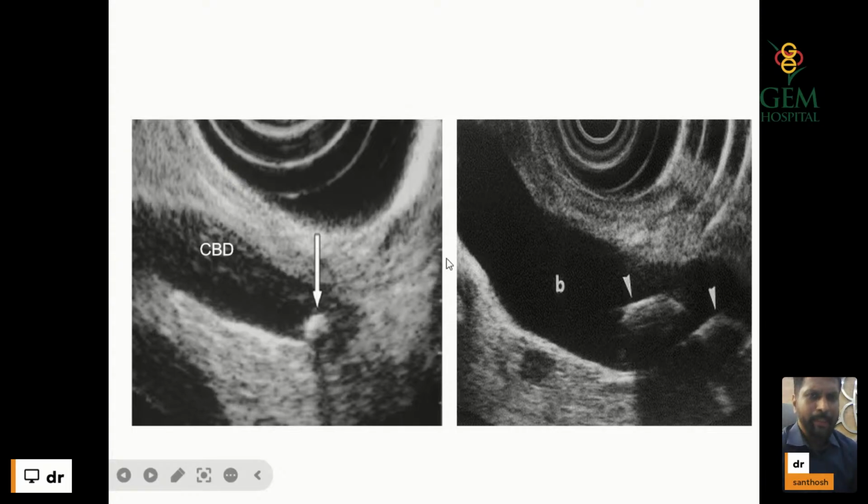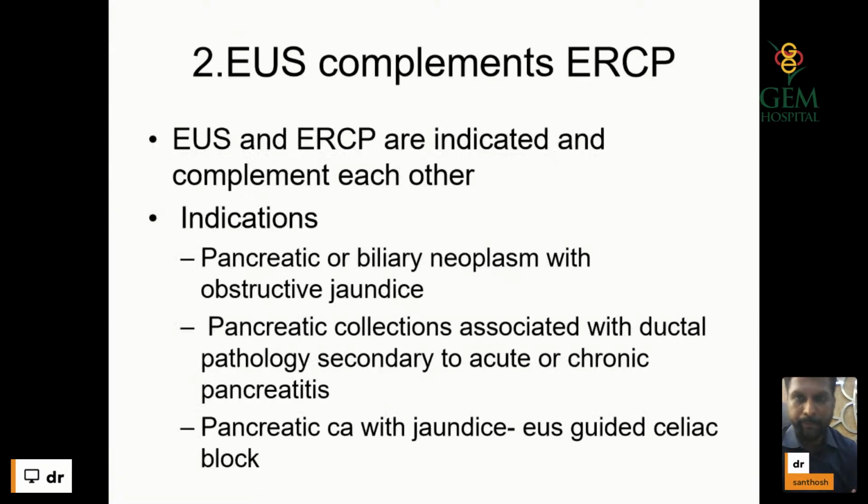This is another example. This is the CBD, an anechoic structure with an echogenic focus, where we can see an acoustic shadow. This is a CBD stone. Once you confirm this in a suspected CBD stone, you can go ahead with ERCP. If there are no stones, we can avoid ERCP.